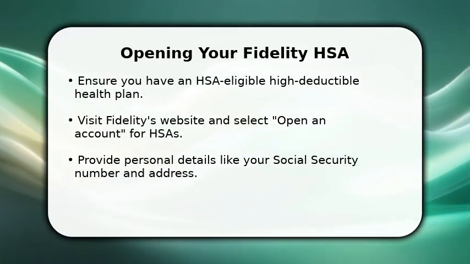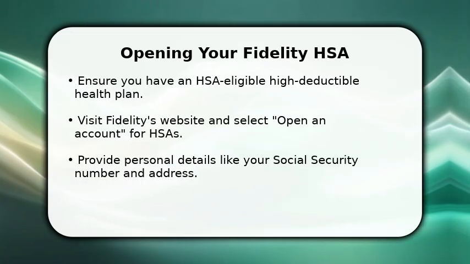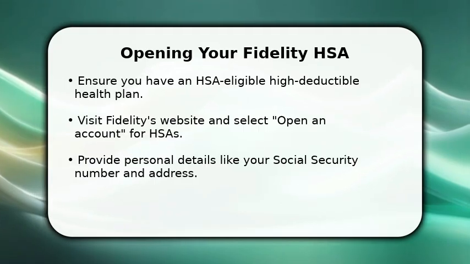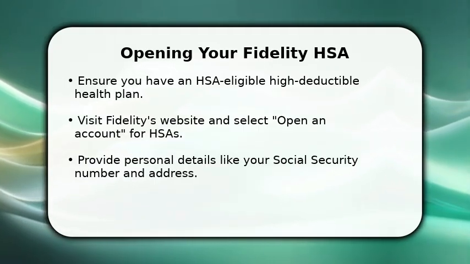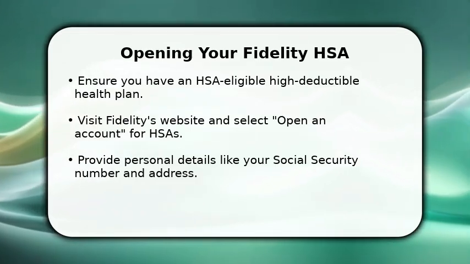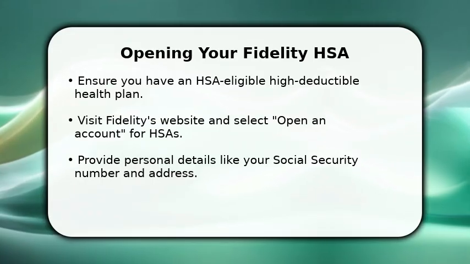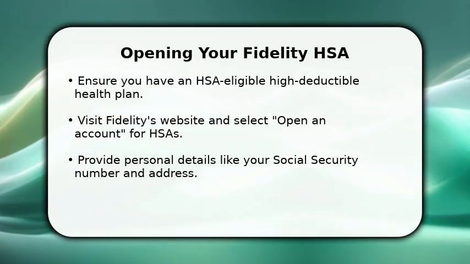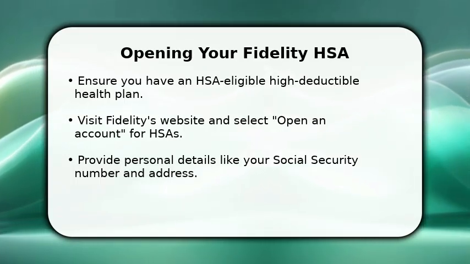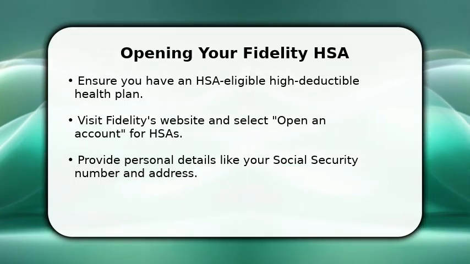First, you need to confirm your eligibility, which means being enrolled in a high-deductible health plan. Then, visit Fidelity.com and choose to open a health savings account. You will provide your personal information, including your Social Security number, and confirm your eligibility. The process is straightforward and typically takes only a few minutes to complete online.